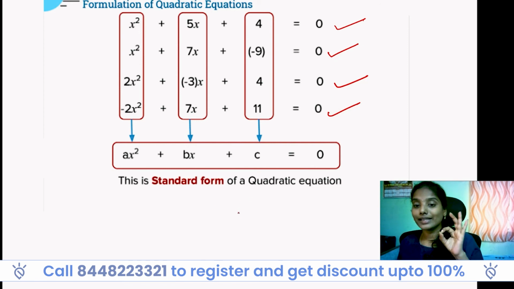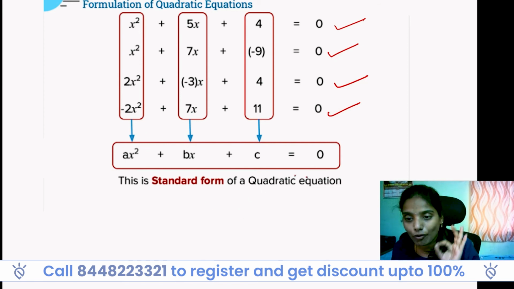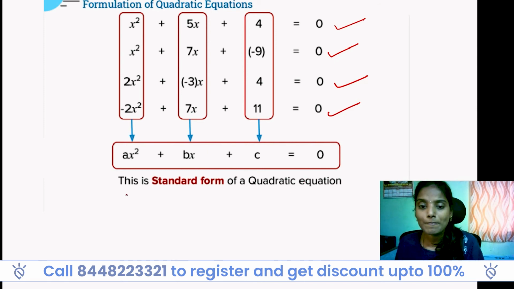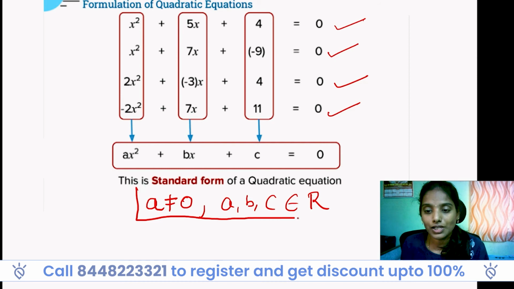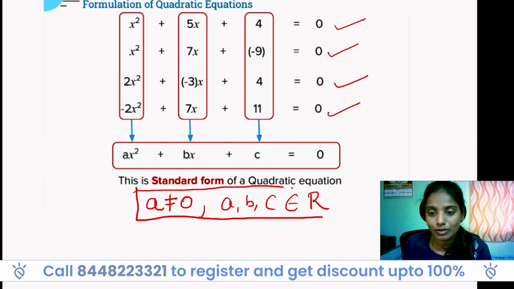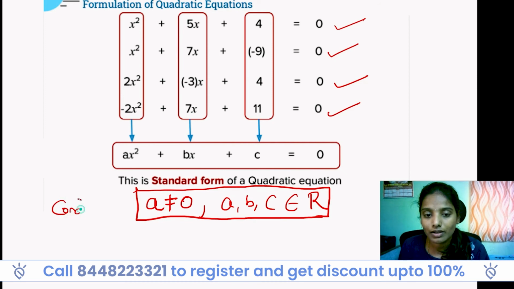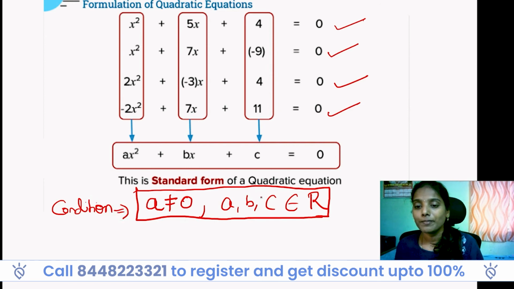This is the standard form of a quadratic equation. What is it? ax square plus bx plus c equal to 0, but a should not be equal to 0 and a, b, c are real numbers. This is the condition for the standard form of a quadratic equation. The condition is a should not equal 0 and a, b, c belong to real numbers.